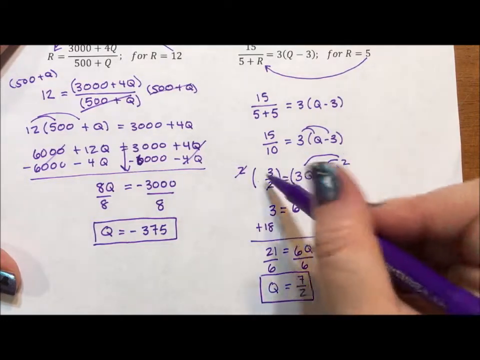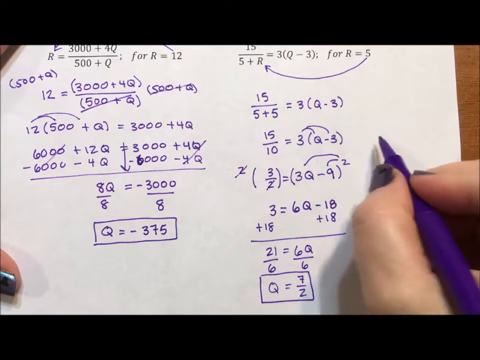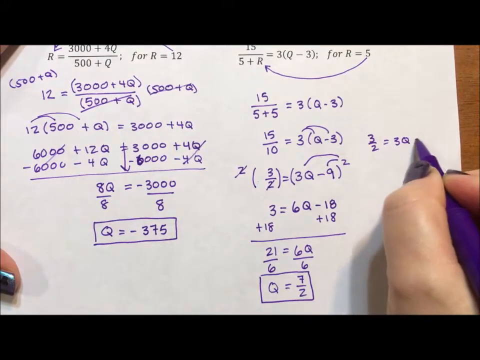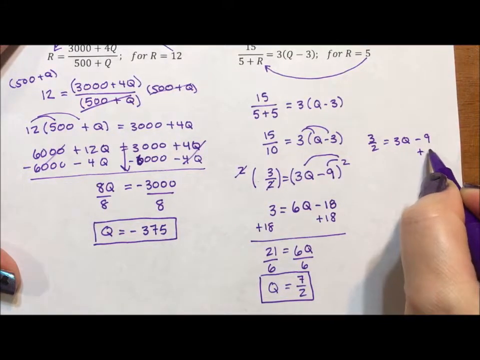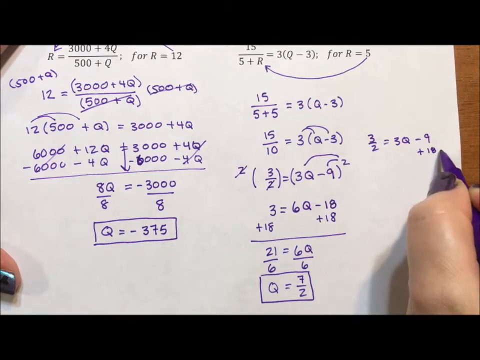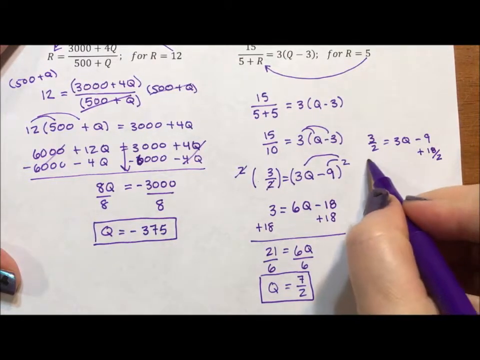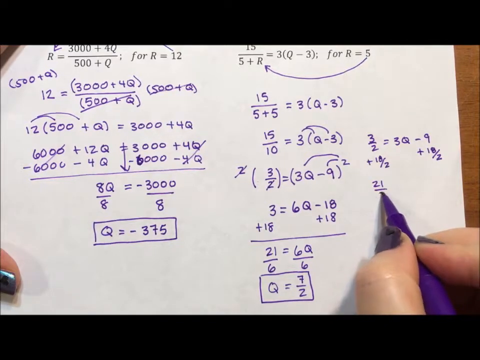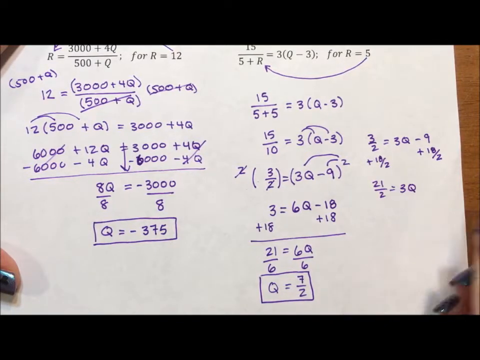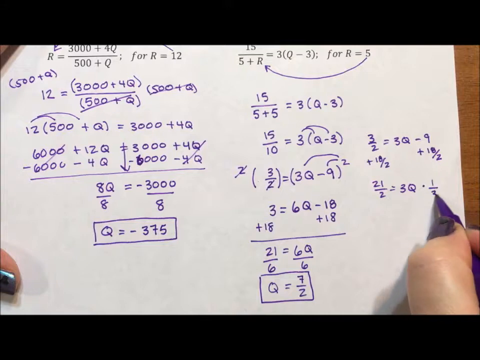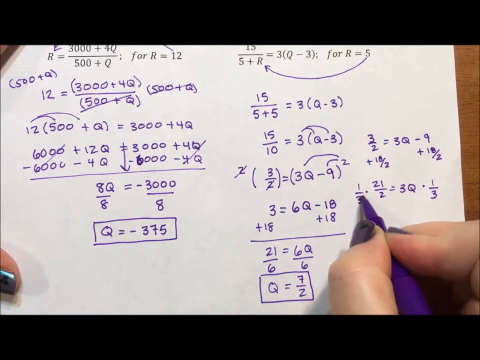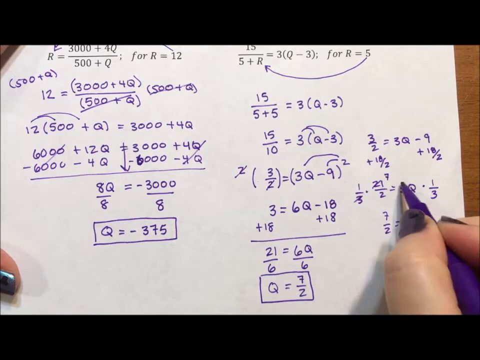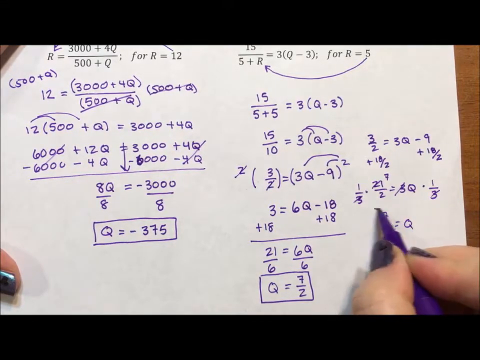If we hadn't done this and just added 9 to both sides at this point, so we have 3 halves equals 3q minus 9. When we add 9, what we're really going to do is add 18 halves. And if we add 18 halves to both sides, we get 21 over 2 equals 3q. And when we divide by 3, we're really going to multiply by 1/3. The 3 goes into 21 7 times, and we have 7 halves equals q. We're getting the same answer.